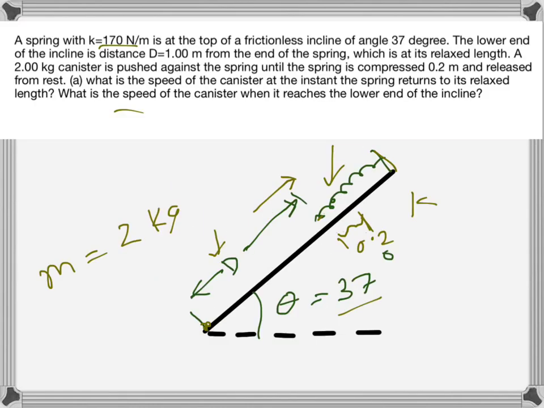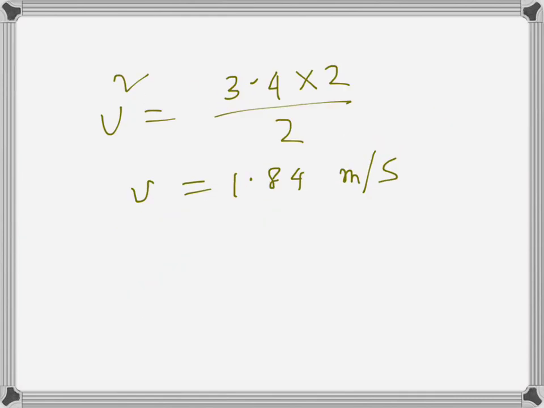But the first part of the question asks for when the spring reaches its relaxed position. That means the canister moves back 0.2 meter. It was compressed 0.2 meter, so when it goes back to its relaxed position, the canister will have traveled 0.2 meters. There will be an acceleration due to gravity, but since this is not a downward fall and there is an inclination, g will be replaced by g sine theta.